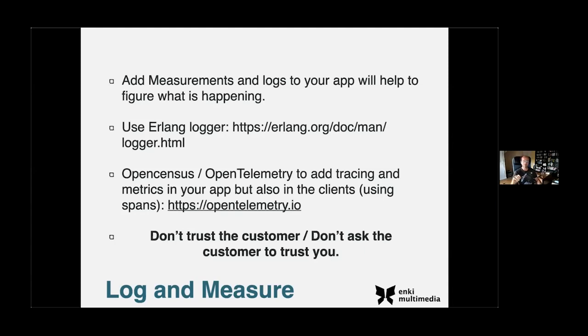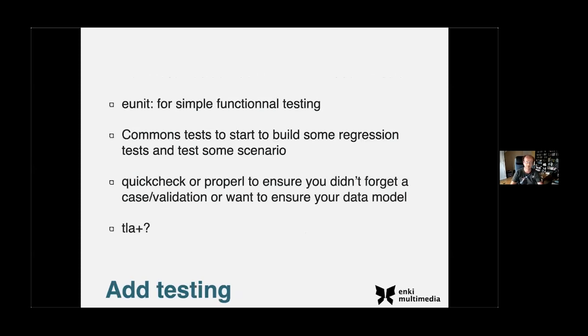For that, I would suggest to use Logger if you are using the latest version of Erlang, which I suggest a lot. And you can use open source, or if you feel adventurous, OpenTelemetry to add tracing and metrics in your apps. I'm just in progress to put everything in OpenTelemetry. I was using open source until now. You can find the documentation on opentelemetry.io, and this is also a supported project by the Erlang Foundation, using the observability working group inside the Erlang Foundation.